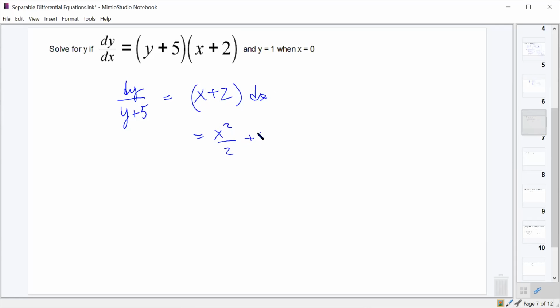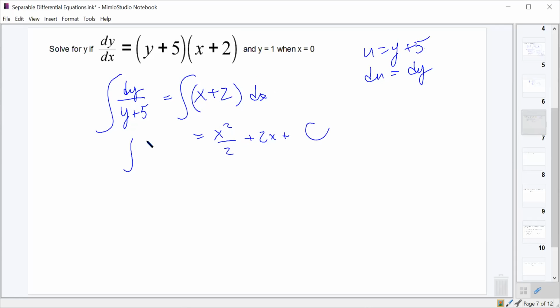On the right-hand side, what does that give us? x squared over 2 plus 2x plus a constant when we integrate. And then on the left, we have to do a simple u-sub, right? For dy over y plus 5, we let u equal y plus 5 because it's a function in the denominator. du becomes dy. So this becomes an integral of du over u, which should be natural log absolute value of u. And I'm just going to put in the y plus 5. So that one comes out nicely as just a natural log absolute value of that function.